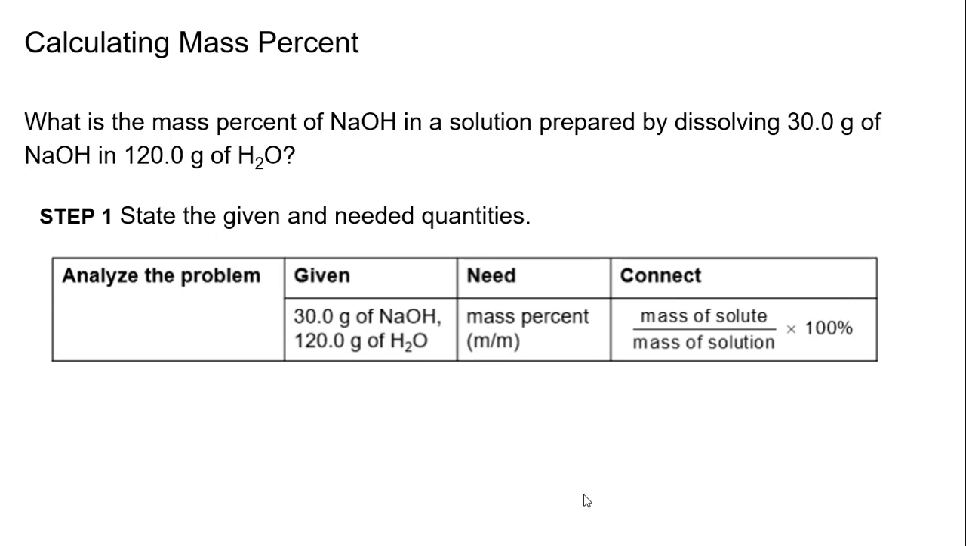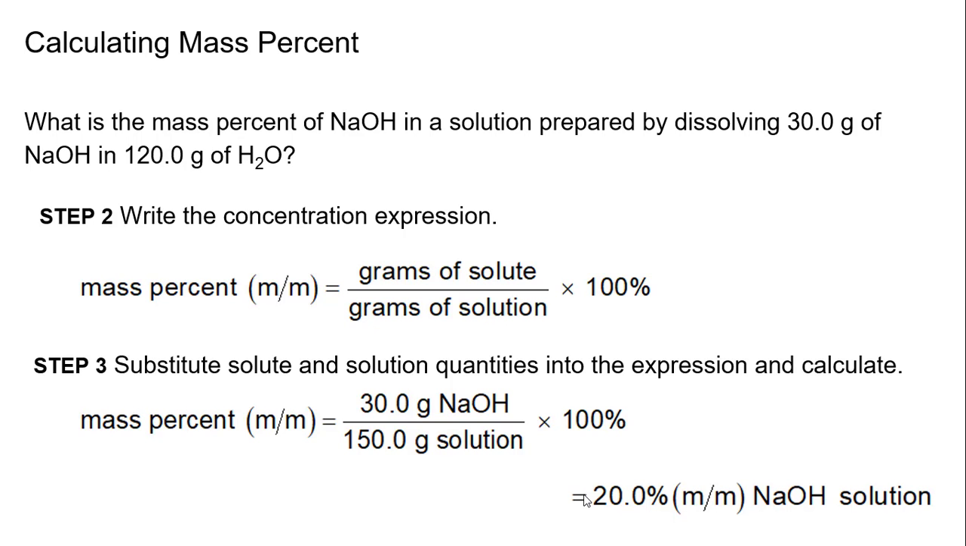So what is the mass percent of sodium hydroxide in a solution prepared by dissolving 30 grams of sodium hydroxide in 120 grams of water? So what are we given? We're given our solute and our solvent. We know it's mass percent. And we have our formula, which is mass of solute in grams over mass of solution in grams, times 100. So if we set this up, we plug in where it needs to go in the formula, times 100, it is 20% mass percent. So this is a 20% sodium hydroxide solution.